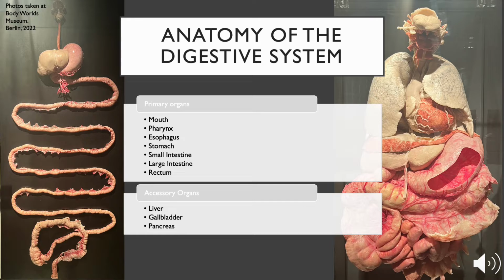To begin this presentation, I would like to review the anatomy of the digestive system to include the primary and accessory organs. The primary organs include the mouth, pharynx, esophagus, stomach, small intestine, large intestine, and rectum, whereas the accessory organs include the gallbladder, liver, and pancreas. Both of these images on the slide show the anatomy of the digestive system. They were both taken within the Body Worlds Museum in Berlin of real-life specimens.